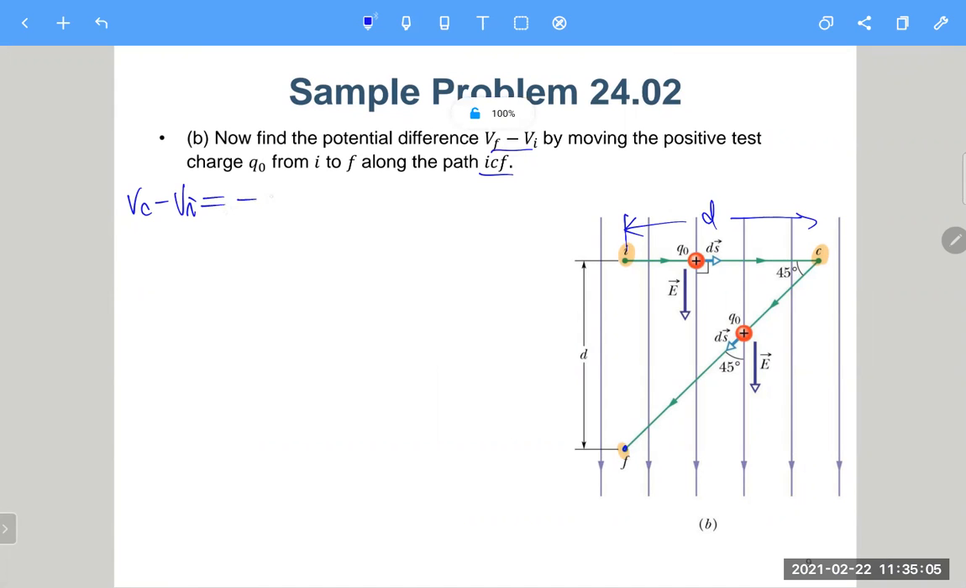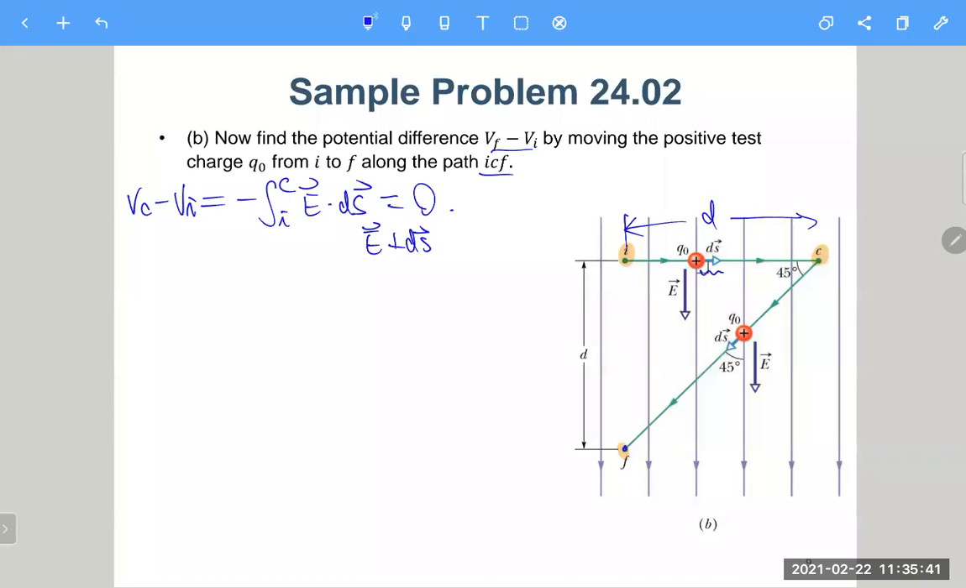So we have the integration from I to C of E dot ds. Here we have ds in this direction and E pointing downward. ds points to the right side, E points downward. So they are perpendicular to each other, which means that this integration should be zero, because E and ds are perpendicular.